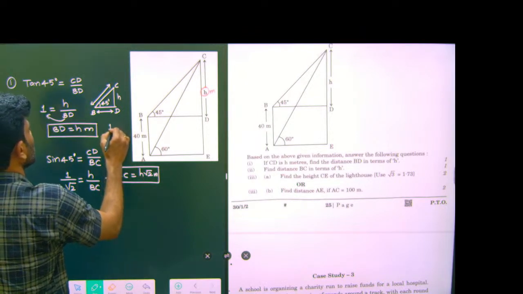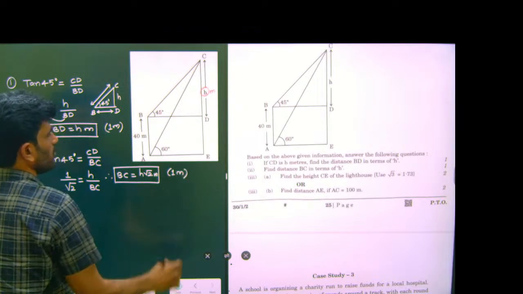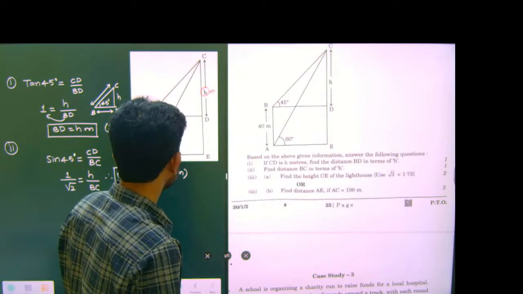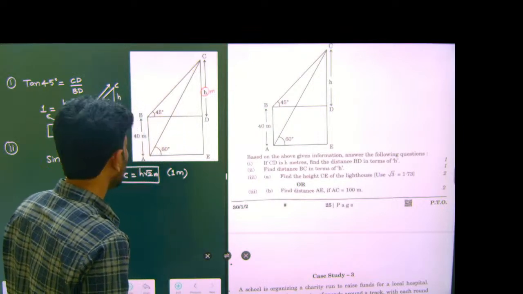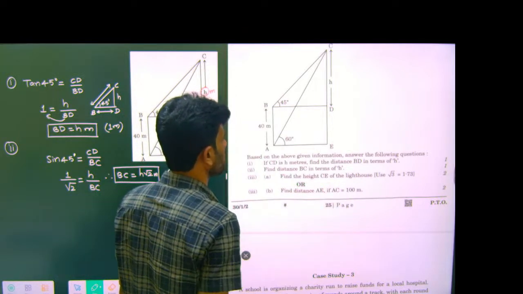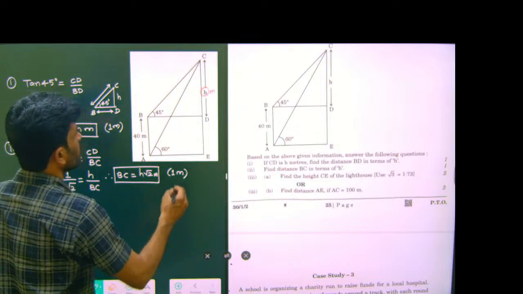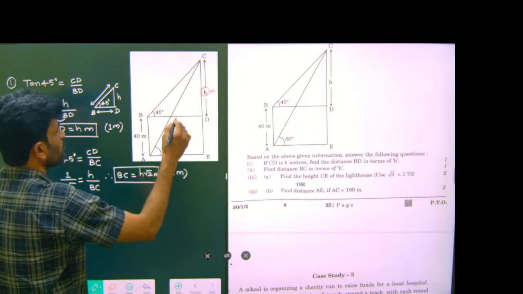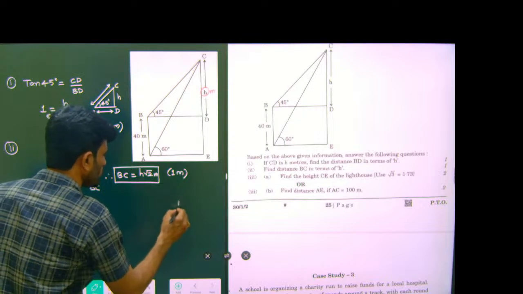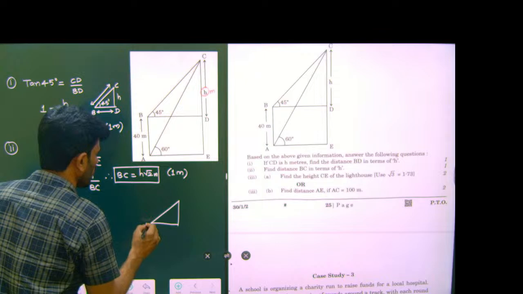This is 1 mark. This is also 1 mark. 1 mark and 1 mark. 1 mark questions are simple. Now coming to 2 marks. In the 2 marks question they are asking to find the height CE of the lighthouse. CE we have to find out. To find CE, which triangle do we have to use? We have to use the triangle ACE. ACE, roughly let us draw here. This is A.